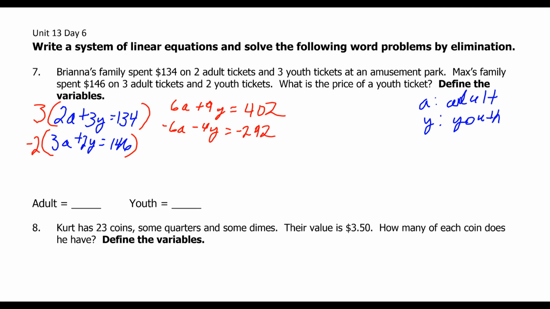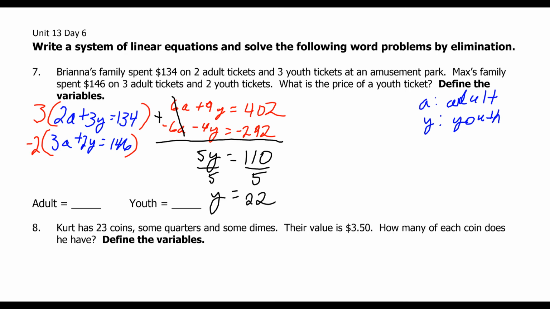Now, we're going to go ahead and combine these two rows. As we know, those are going to cancel. And we got 9 minus 4, which is going to be 5y. And then 402 minus 292 is going to give me 110. We divide each side by 5, and that's y equals 22. Alright, so a youth ticket costs $22.